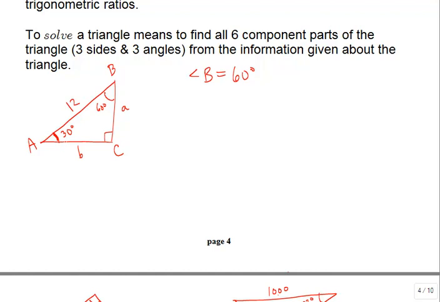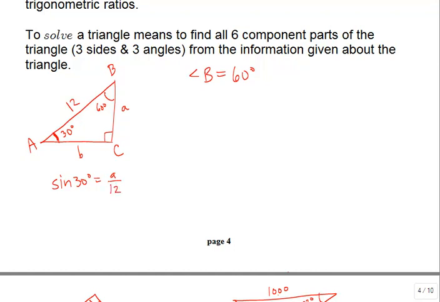You probably wouldn't want to use tangents because tangent would require the opposite and the adjacent side, and I don't know either one of those. But I do know the hypotenuse. So we'd want to use something that refers to the hypotenuse, which is why I'm suggesting either sine or cosine. So let's try sine of 30 degrees. According to our definition, that's the opposite side, which we are calling A, over the hypotenuse, which is 12.